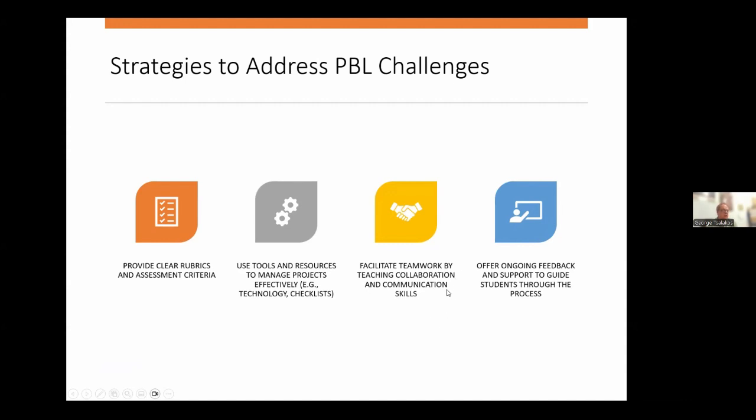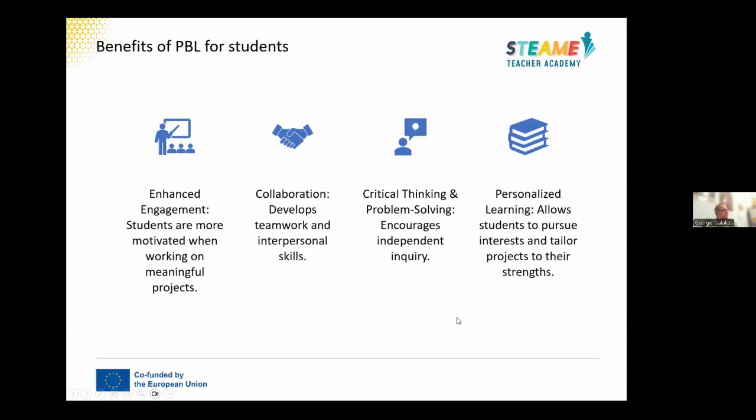We have to teach our students how to work in groups, how to collaborate, how to communicate their findings. With technology nowadays, this is very easy, but they have to learn it and try it. And we have to give regular feedback and support to guide students through the process.